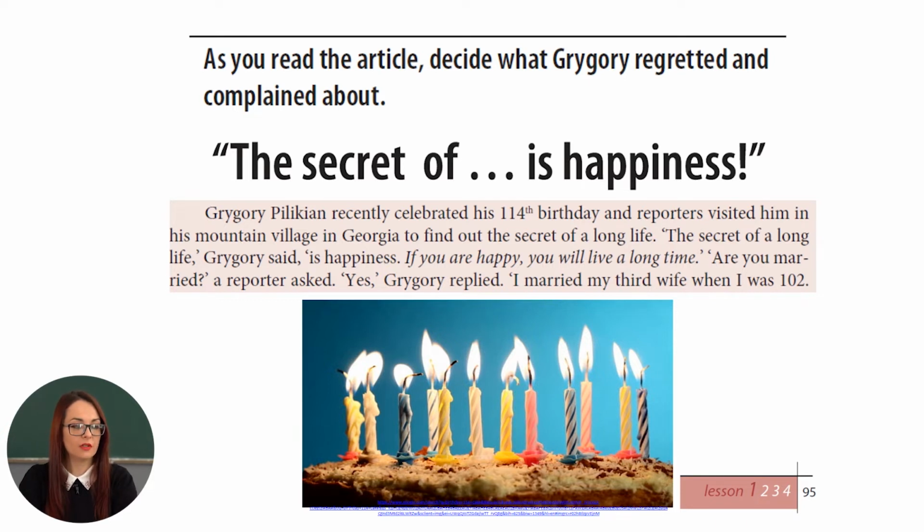The secret of happiness. Grigory Pelikian recently celebrated his 114th birthday, and reporters visited him in his mountain village in Georgia to find out the secret of a long life. The secret of a long life, Grigory said, is happiness. If you are happy, you will live a long time. Are you married? A reporter asked. Yes, Grigory replied. I married my third wife when I was 102.